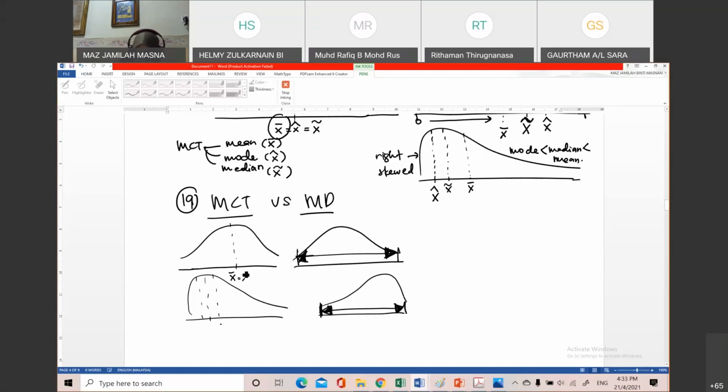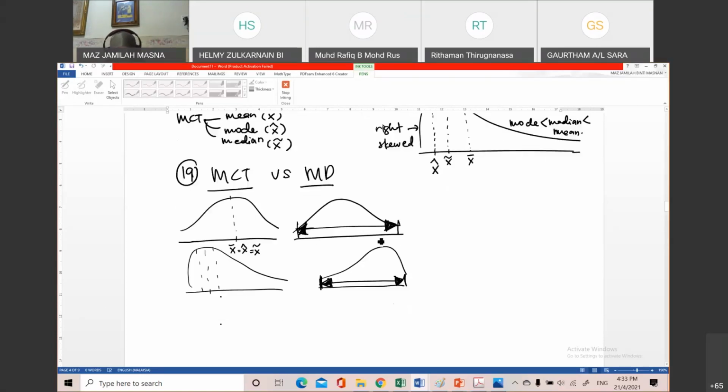Madam, if MCT, they have to find mean, median, and mode. If MD, we have to find the range, variance, standard deviation, and so on. Is that true? Just again? If MCT, we have to find mean, mode, median. If MD, we have to find range, standard deviation, and variance. Okay.